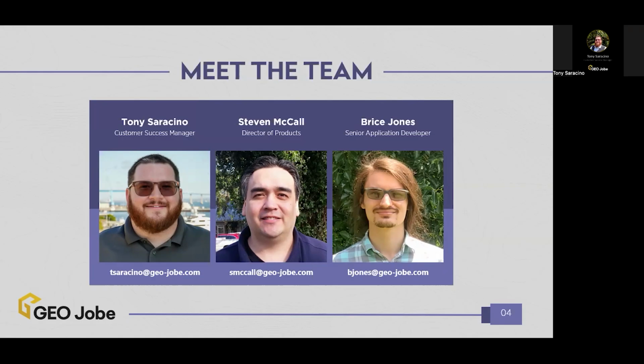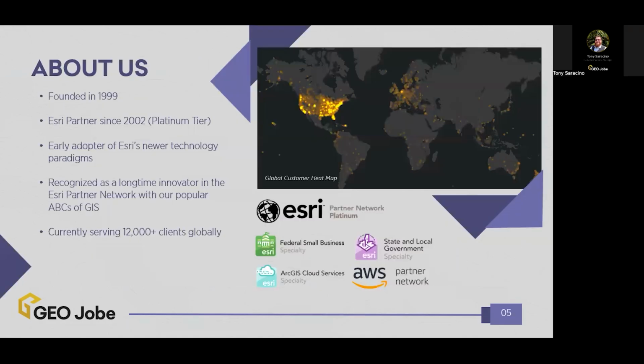Before we get into that, though, I do want to talk a little bit about GEO Jobe. So I'm sure a lot of you have already heard about us, but for those of you that haven't, we were originally founded in Nashville, Tennessee in 1999 by Neil Jobe. When we first opened up, we offered professional services, GIS training, and we sold GIS equipment. Since then, though, we've migrated our headquarters down to Gulfport, Mississippi, and refocused our services on offering a suite of products to simplify the lives of GIS users.